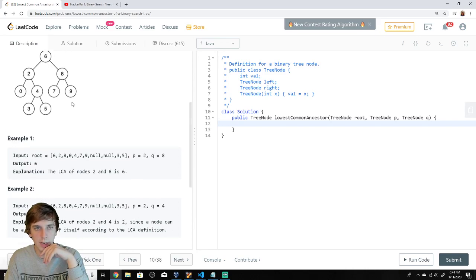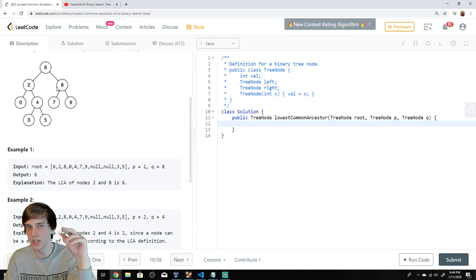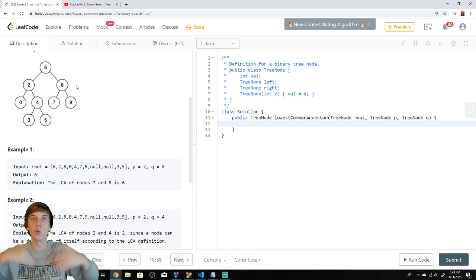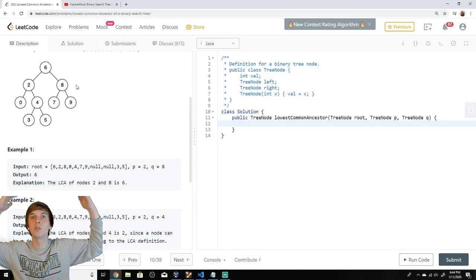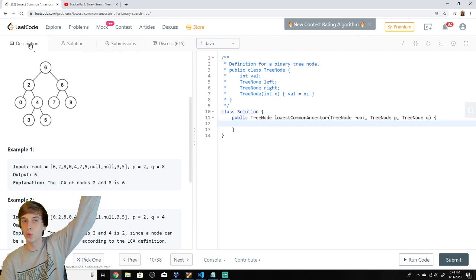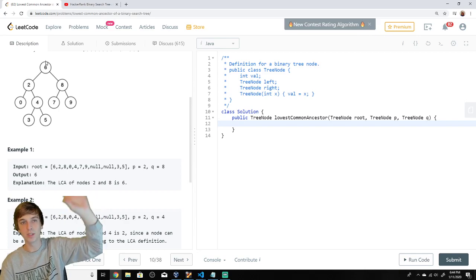We have nodes 2 and 8, right? What is the lowest ancestor of 2 and 8? Well, an ancestor is above it, right? You think of your ancestors, your grandma, your grandpa, they're above you, right? They were older. So the only one above 2 and 8 is 6. We want the lowest one. So if there's a million of them above 2 and 8, 6 is the closest, so we want 6.